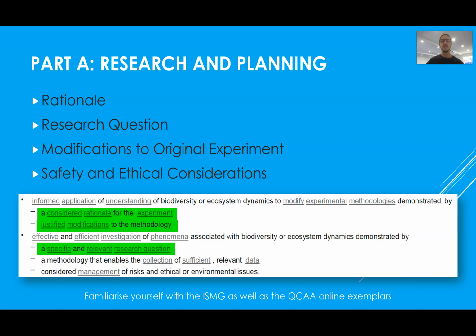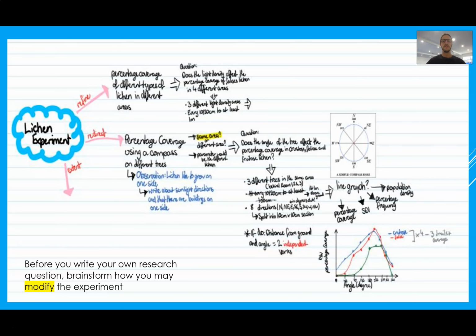Do you have a specific and relevant research question? Do your changes enable for the collection of sufficient, plentiful, relevant data? And have you considered the risks and ethical or environmental issues? So before you come up with your own research question, think how can you modify it by coming up with a mind map, something like this, where you talk about how you may refine the questions that you could come up with, and even think about how you could collect data and how you may analyze and represent it.